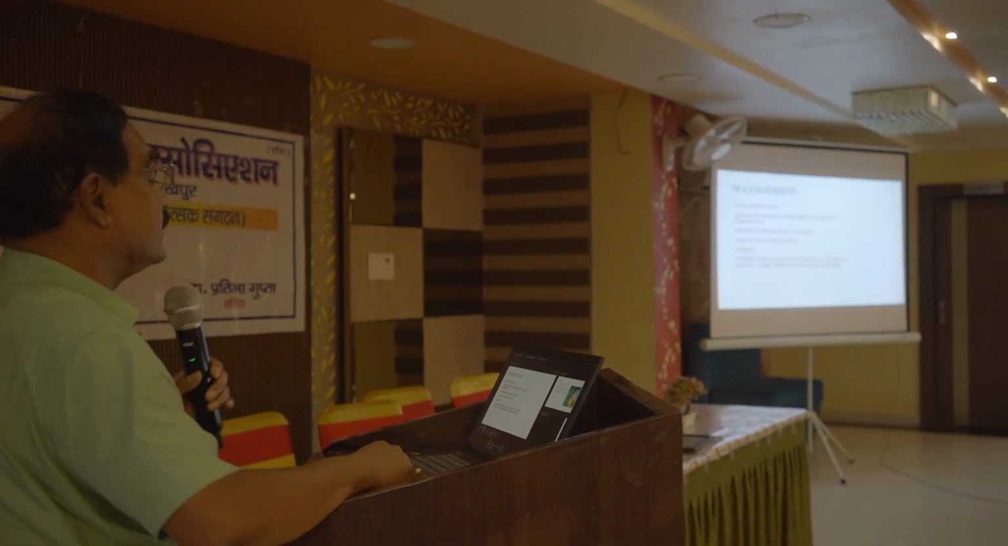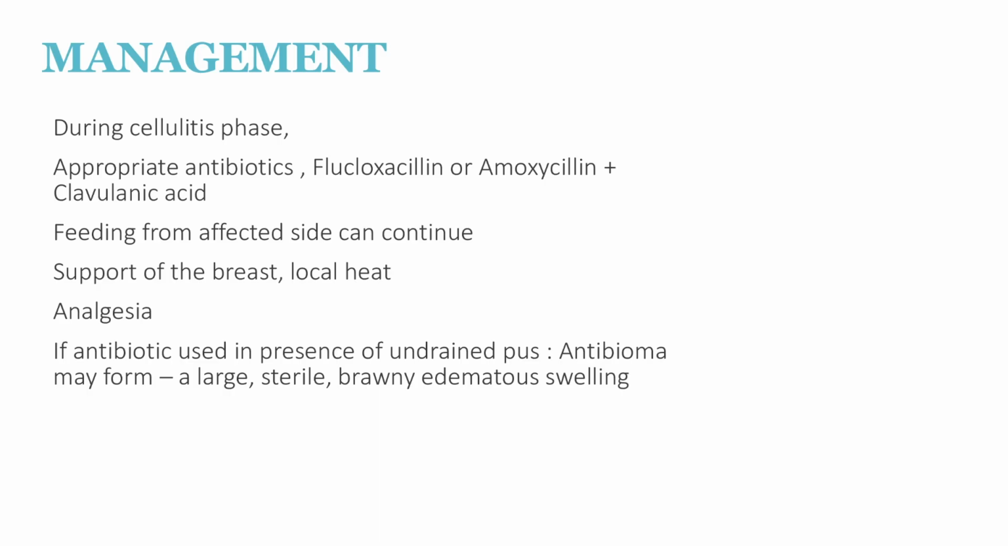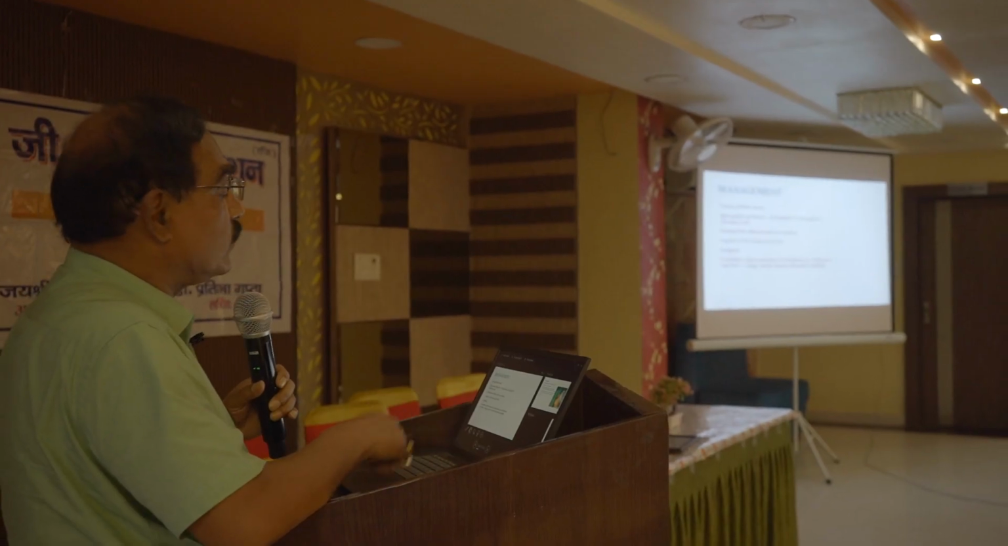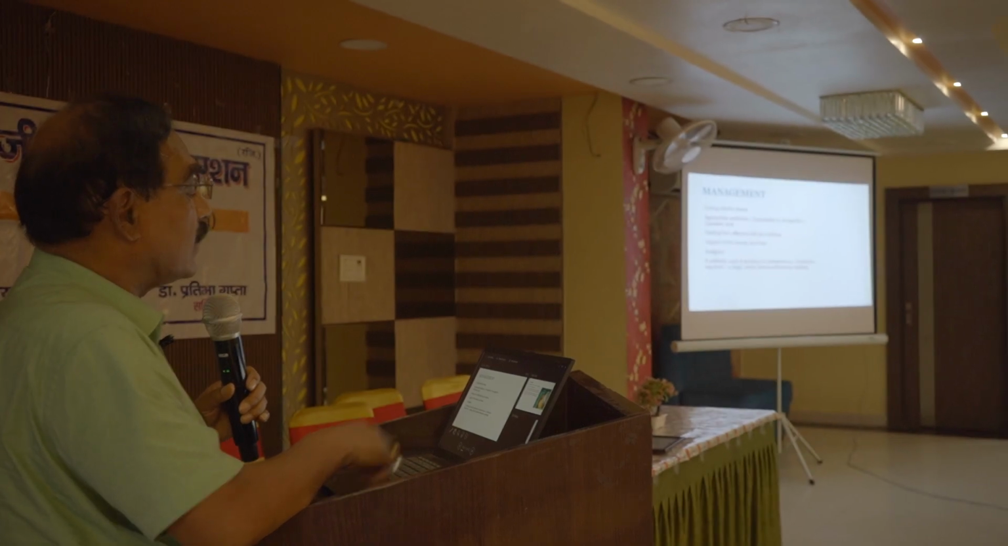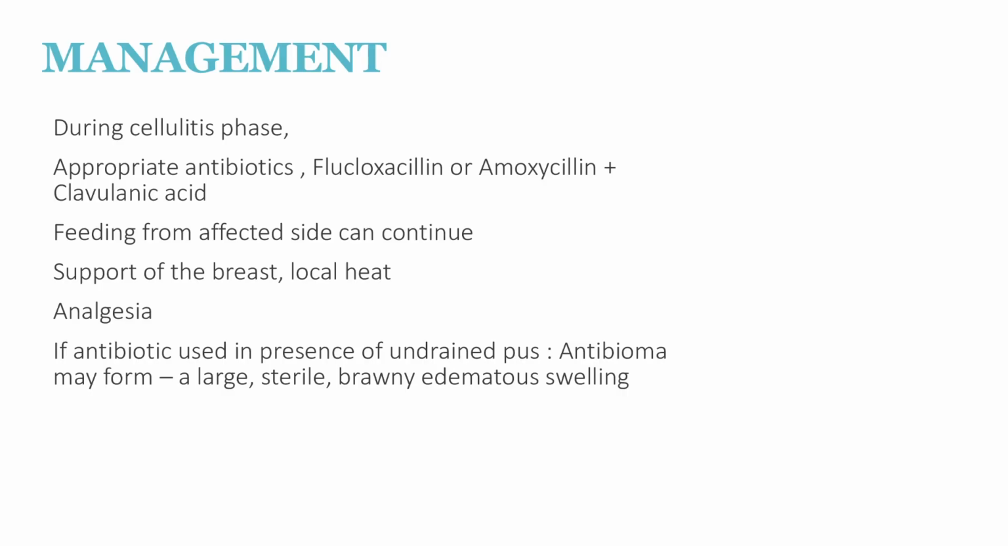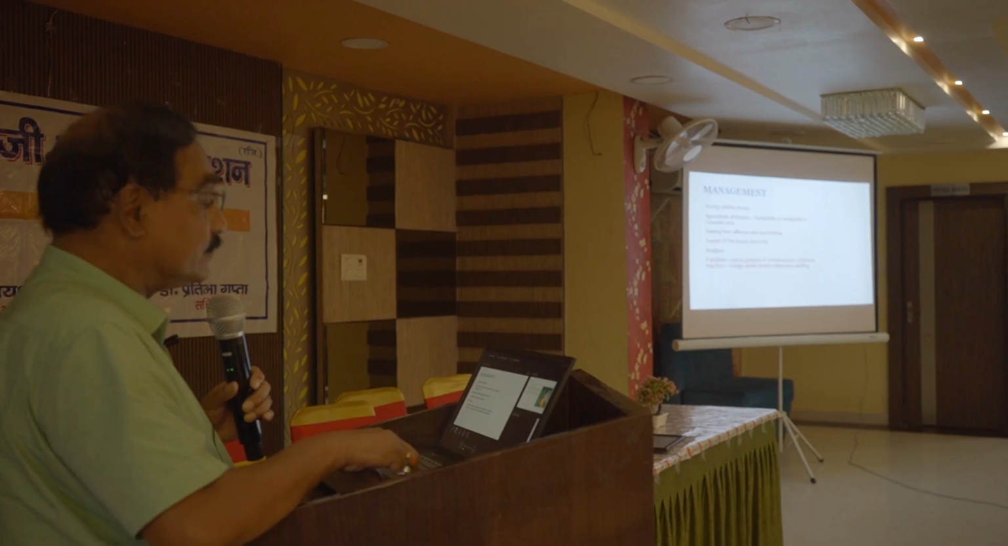Management of mastitis: during the cellulitic phase we give the proper antibiotic. The most proper antibiotic is amoxiclav, which is very suitable for this case. Ask the patient to feed the child from the other breast. Ask the patient to give breast support, local heat fomentation, and analgesia. If antibiotics are used in the presence of undrained pus, an antibioma forms, that is a large sterile brawny edematous swelling.